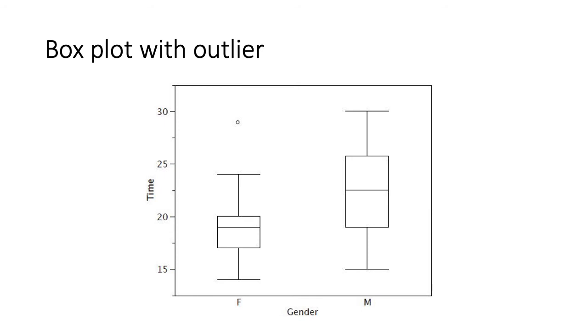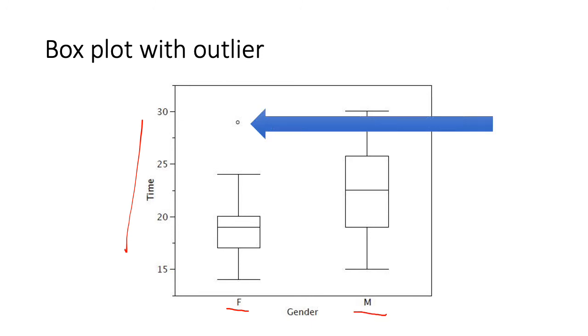If we look at these box plots, what we notice here is we have time to complete something, and we've divided the data set into gender, male and female. Now, the little point here, the dot, represents an outlier. This line here is the upper range, the 1.5 times IQR above the third quartile, and this value here represents an outlier in our data set.